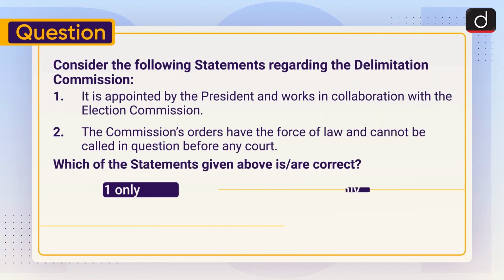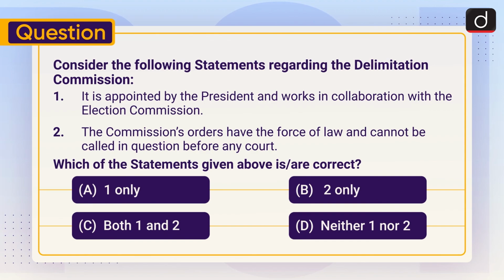Now it's time for the practice question. Consider the following statements regarding the Delimitation Commission. 1. It is appointed by the President and works in collaboration with the Election Commission. 2. The Commission's orders have the force of law and cannot be called in question before any court. Which of the statements given above is or are correct? 1 only, 2 only, both 1 and 2, or neither 1 nor 2?